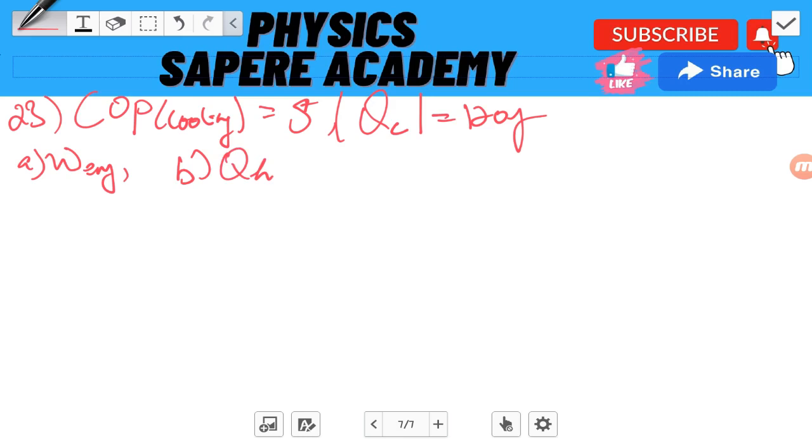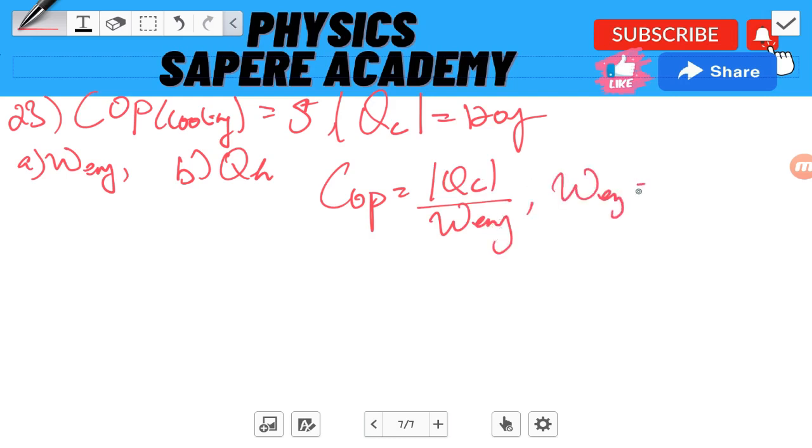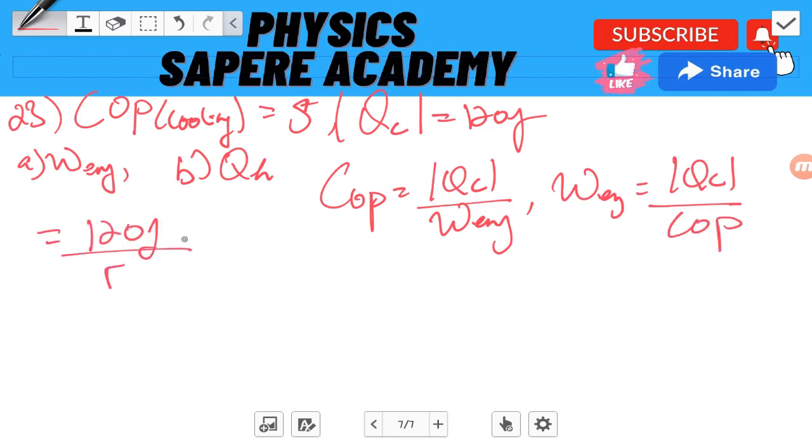Now COP for cooling mode is equal to QC divided by the amount of work done by the engine. So the work equals QC over COP, which is 120 joules over 5, which is 24 joules.